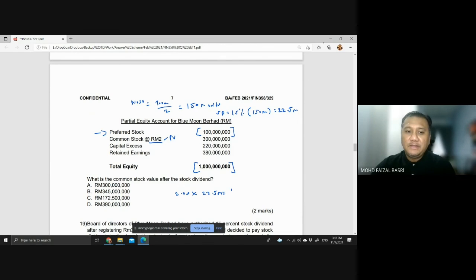It's 45 million. Okay, so this is the additional. So remember, kita akan plus dengan all. All is 300. Plus 45 M. So it will be 345 million. So 345 million. Ni, B.